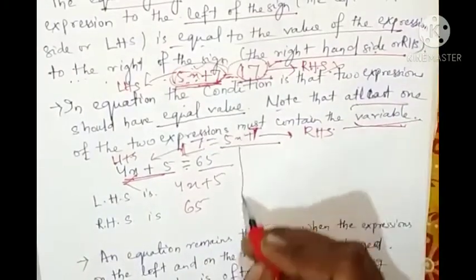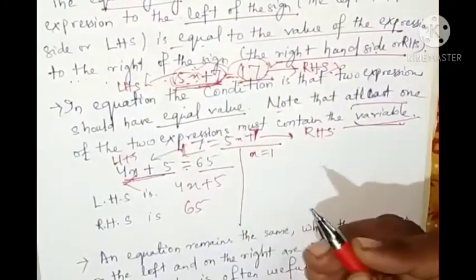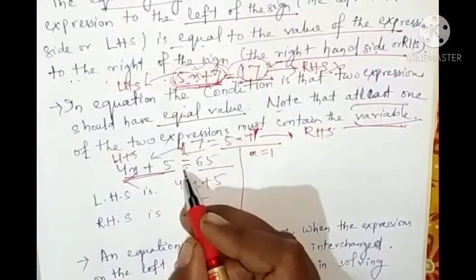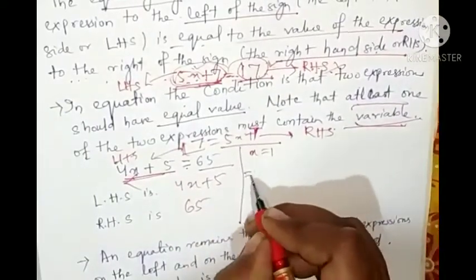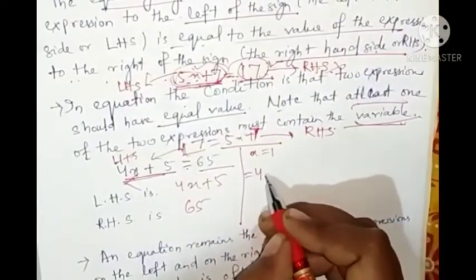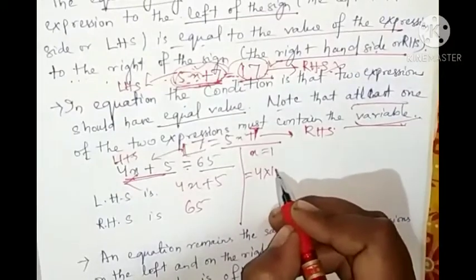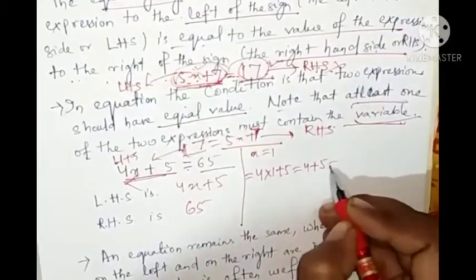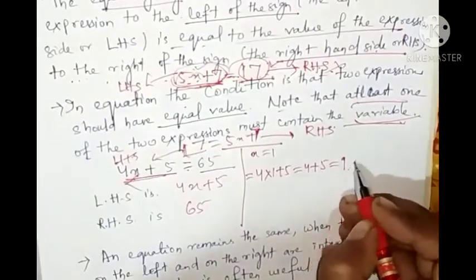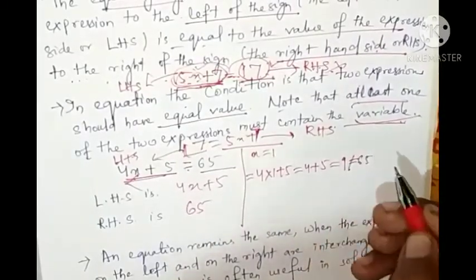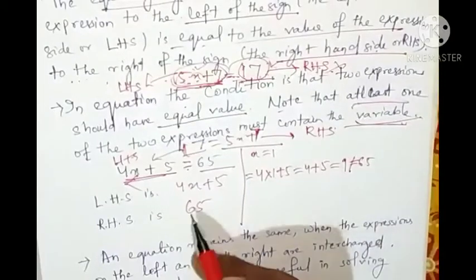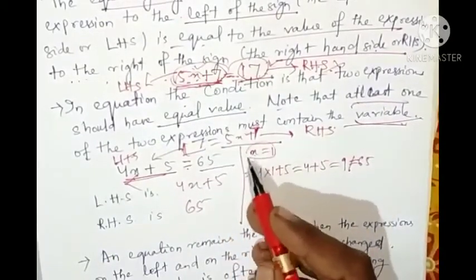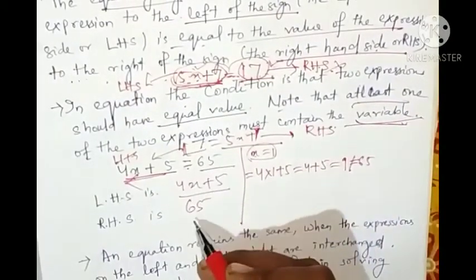Next, if we put x equal to 1, what will be the value of the left hand side? You see 4 into 1 plus 5. So 4 plus 5, it is 9. So 9 is not equal to 65. We'll see for which value of x, 4x plus 5 equals 65.